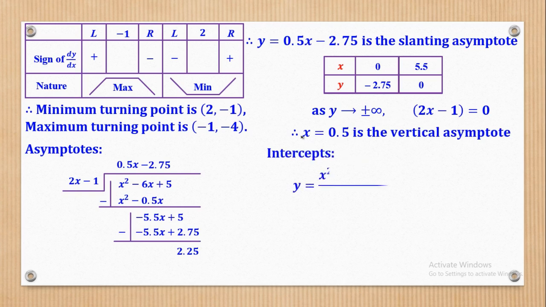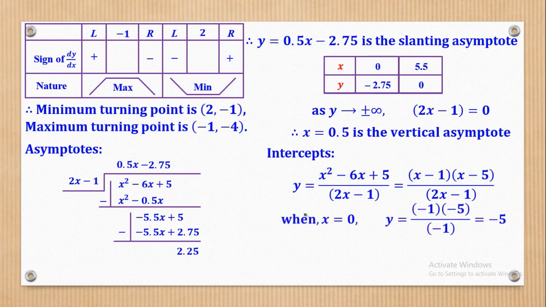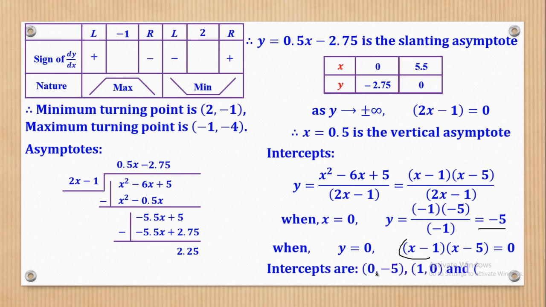Then now we shall go to the intercepts. Intercepts, that is the equation we have. So when x is equal to 0, y will be that, and when y is equal to 0, the whole of this will be equal to 0. Therefore, x is equal to 1 and 5. Therefore, the intercepts will be (0, -5), (1, 0), (5, 0).